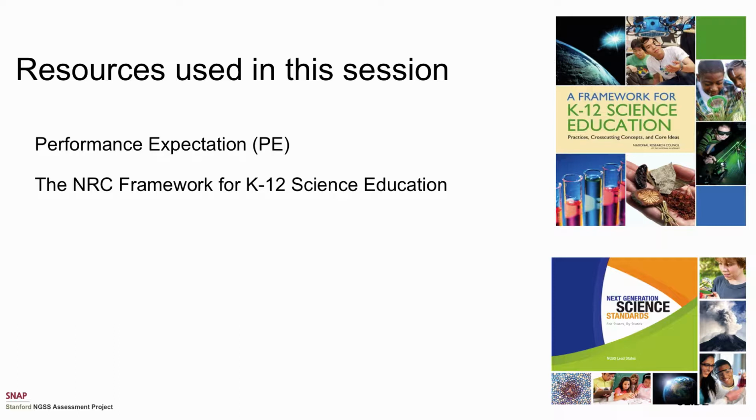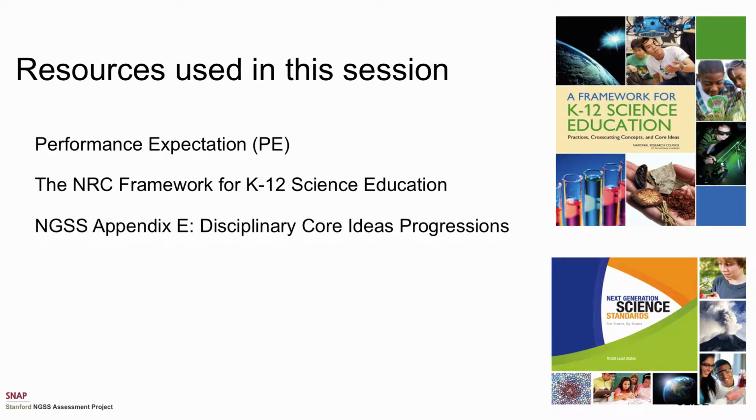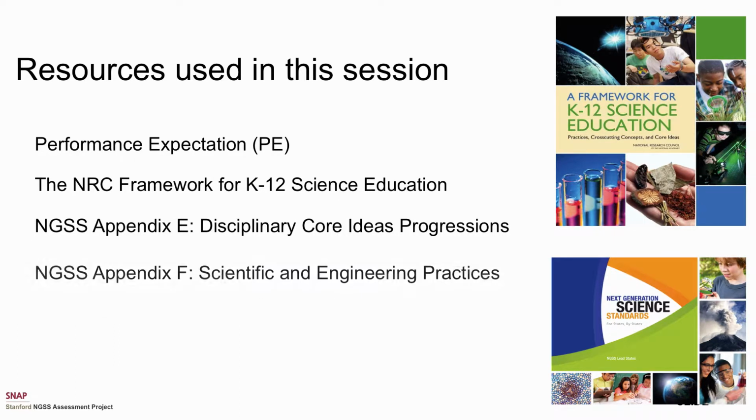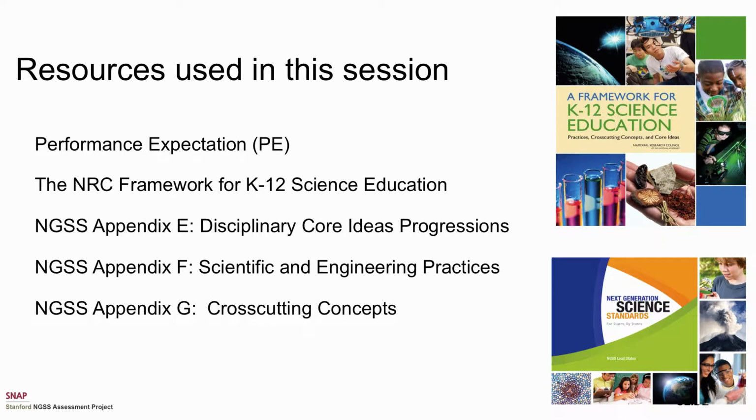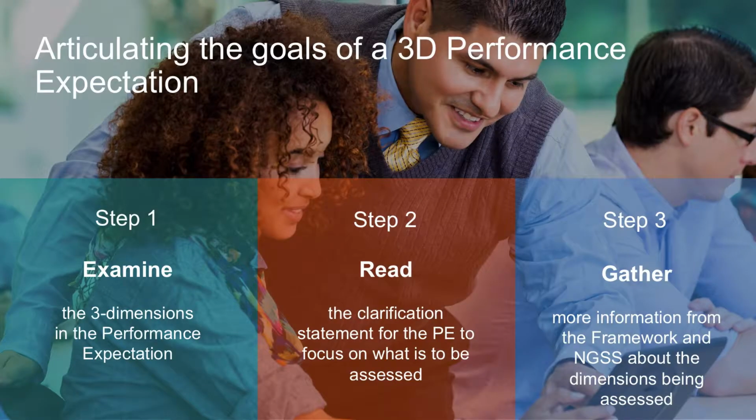The NGSS also has appendices on the disciplinary core ideas, science and engineering practices, and cross-cutting concepts. And we'll show you how we use all of these resources by continuing to explore our natural hazards example. There are links to all of these resources below this video. In order to decide what the goals of a PE are, we'll first examine the full performance expectation. Then we'll look to the framework and appendices of the NGSS to get more context and details to help us better understand what is expected. This process is sometimes called unpacking a standard.